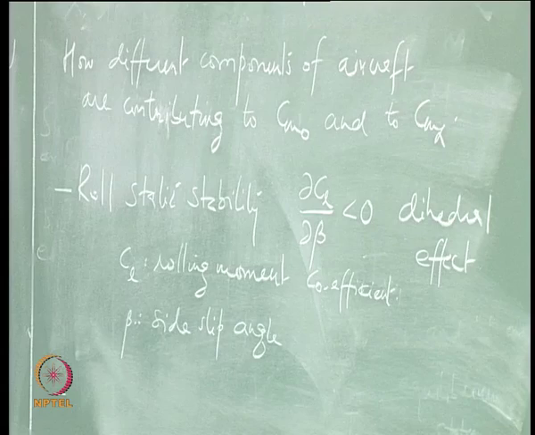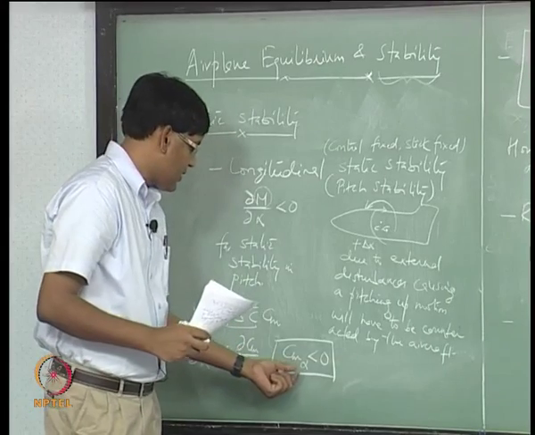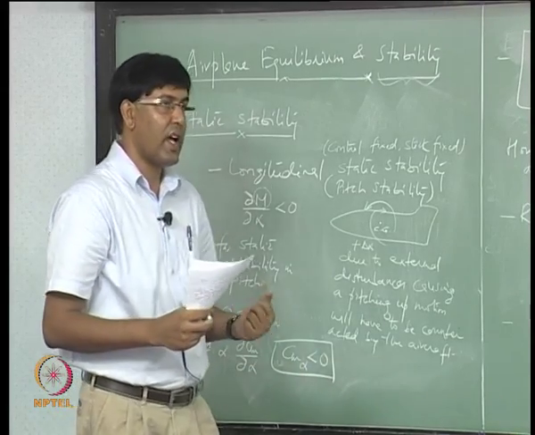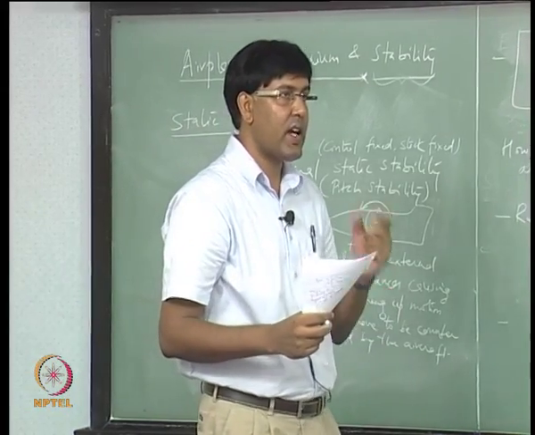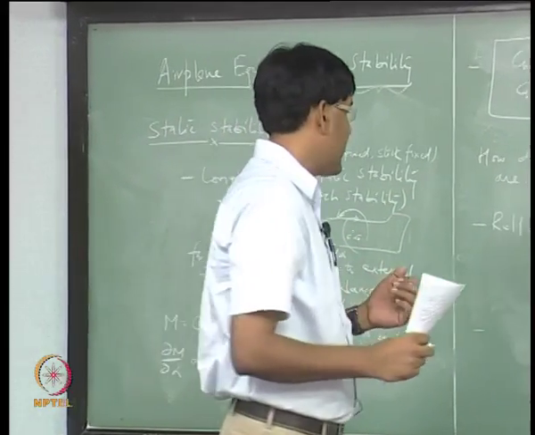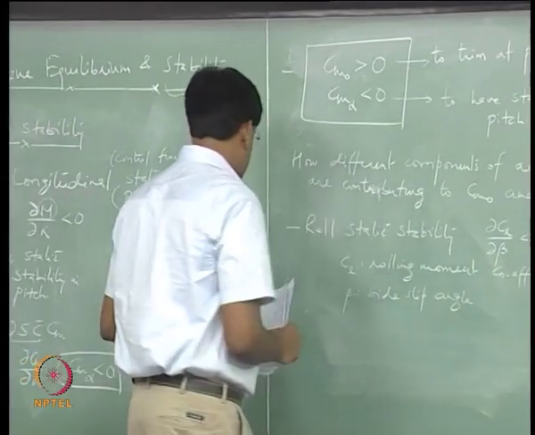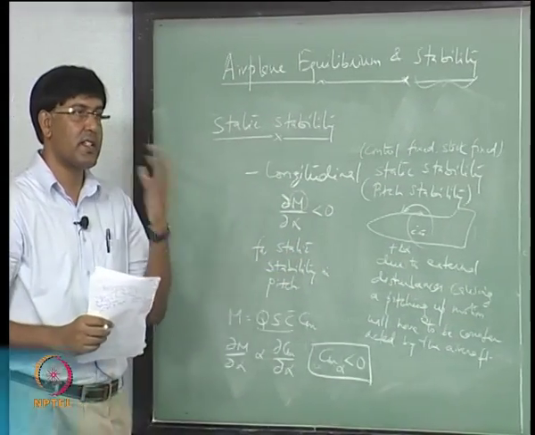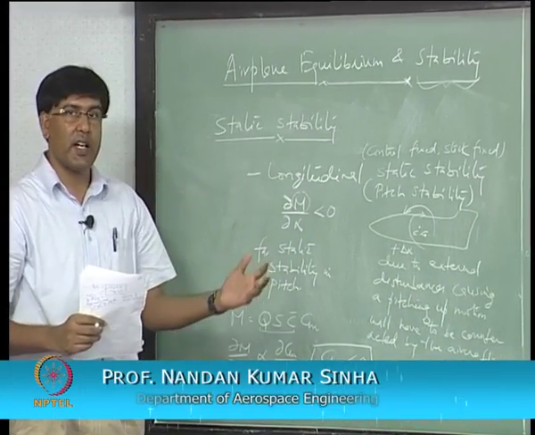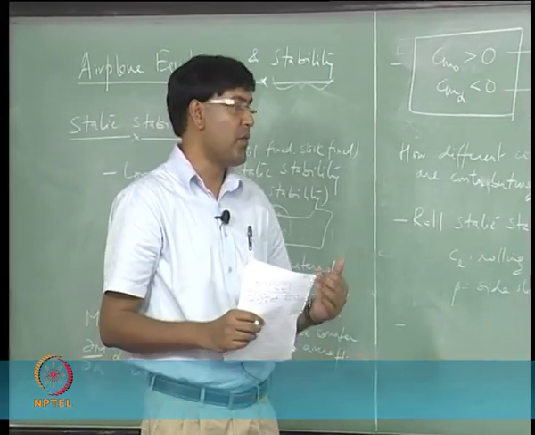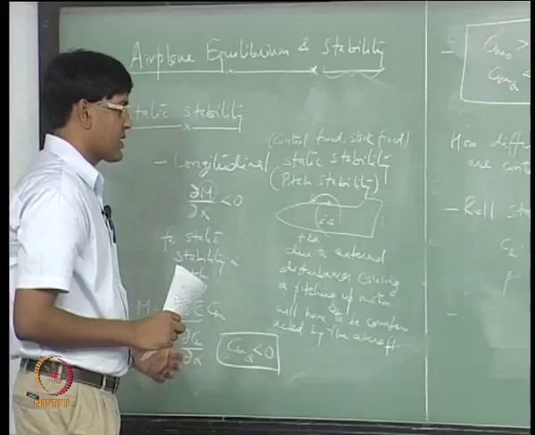And the third one is, so you can see that clearly we are talking about the stability with respect to the angles alpha and beta, and those are the angles which define the orientation of the wind with respect to the aircraft. So, we are looking at disturbances in alpha and beta, and how they are going to change the moment characteristics.